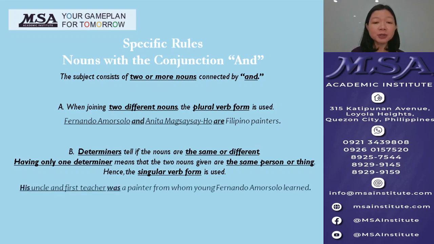For example, his uncle and first teacher was a painter from whom young Fernando Amorsolo learned. In this sentence, there is only one determiner, the determiner his. This means that the uncle and first teacher is the same person. Hence, the singular verb form was is used.